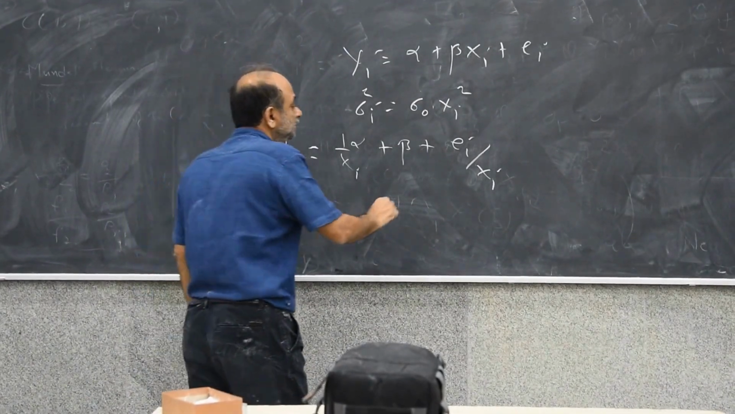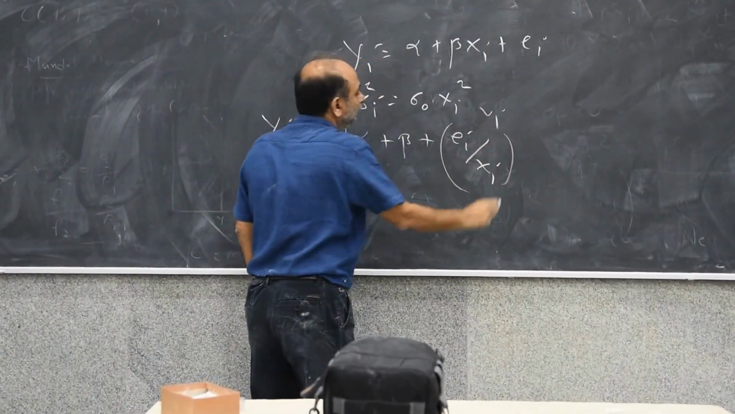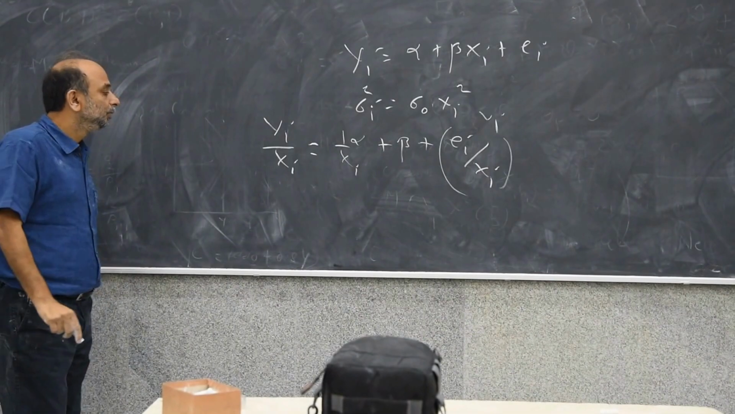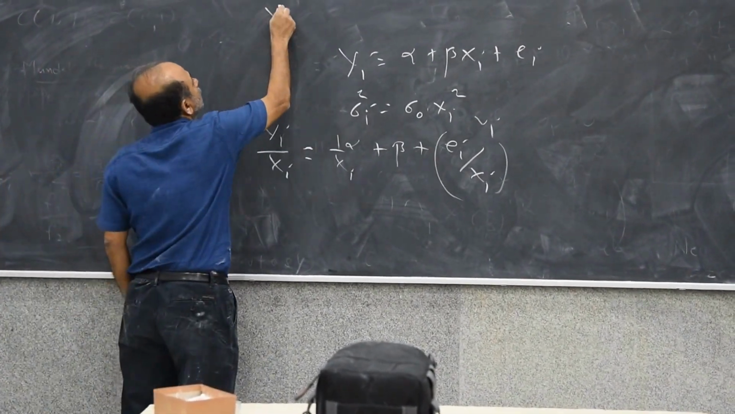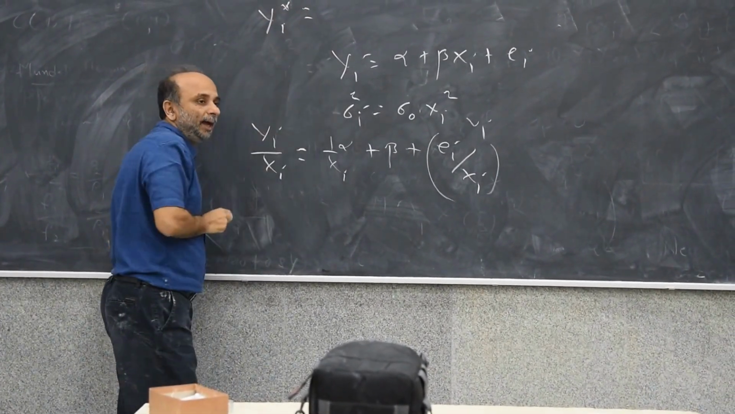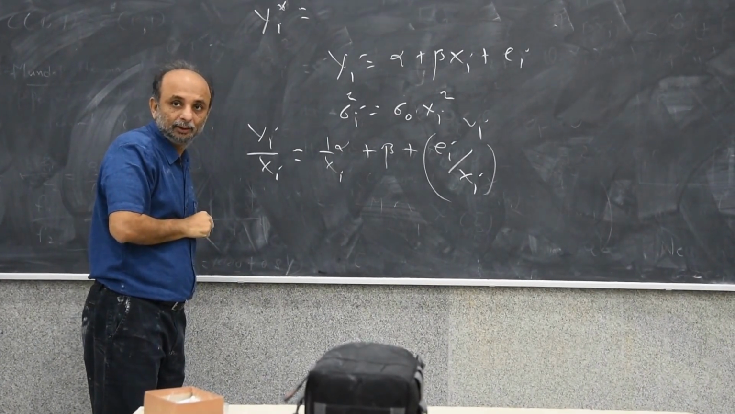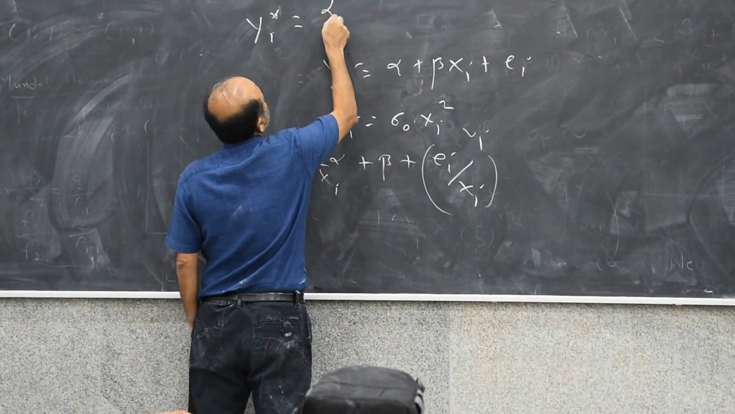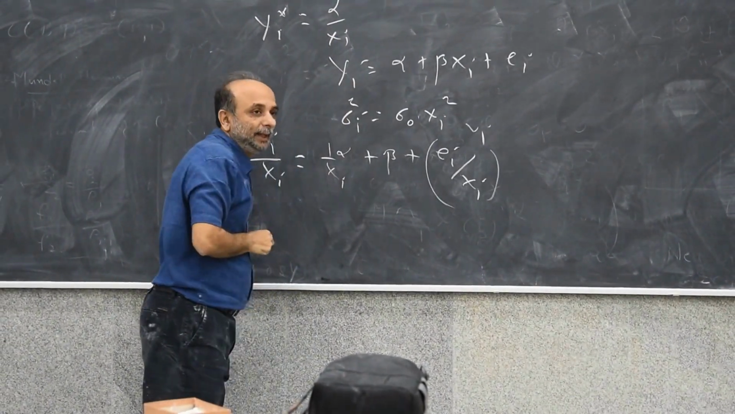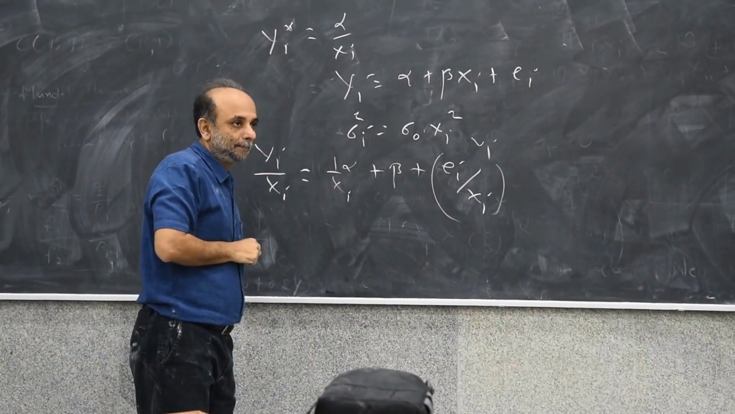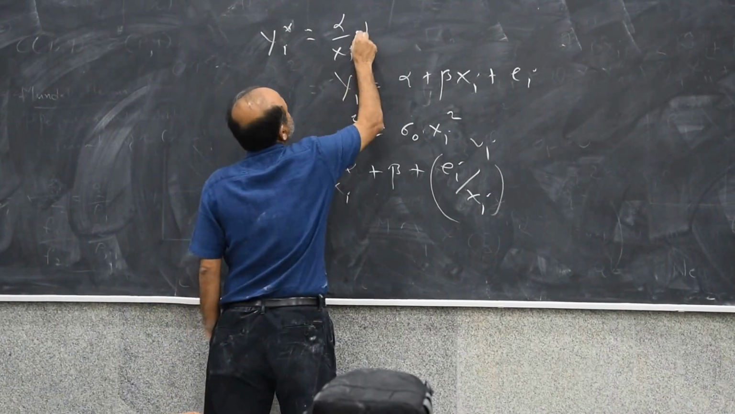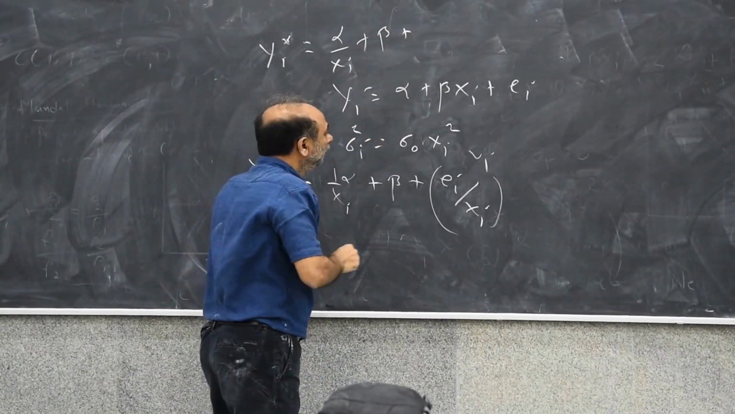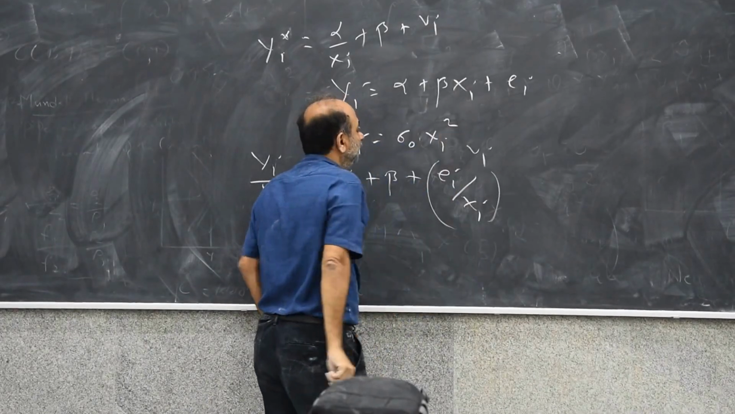So this is the new error term, Vi. So my new regression model is yi star is alpha upon xi, plus beta, plus Vi, where this is Vi.